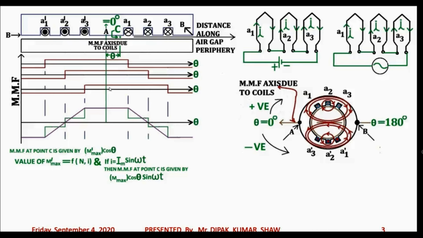Why M dash max? Because M dash max is the peak value of the MMF. What is M dash max? M dash max is the peak value of MMF at theta equal to 0 degree, that is along the MMF axis which is passing through point A. So what you can actually figure out is that if you move either to the right side or the left side of this MMF axis which is passing through point A on the stator core, the strength of the MMF will gradually decrease.